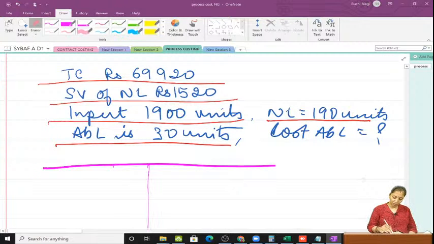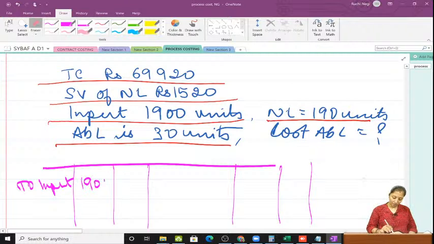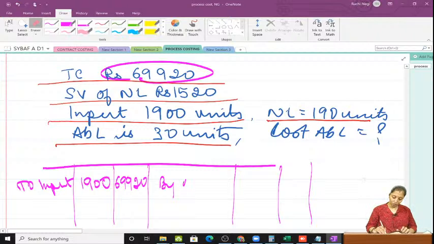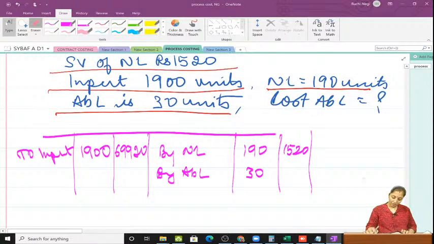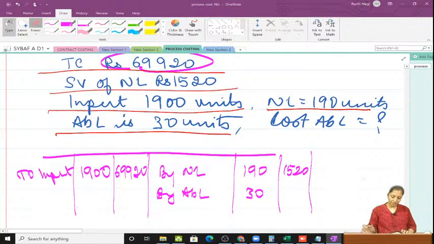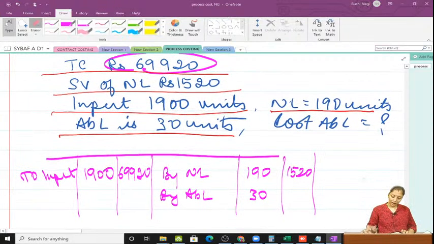Okay, let us make a rough process account, with an amount column and a quantity column. So to input, how much? 1900. And its cost is how much? 69,920. Like this. And then next is normal loss. How much is normal loss? 190. What is the amount of normal loss? 1520. Next is abnormal loss. Abnormal loss is how much? 30. Okay, we'll write that. That's it. Only this much is given, and they want you to calculate how much is the cost of abnormal loss.